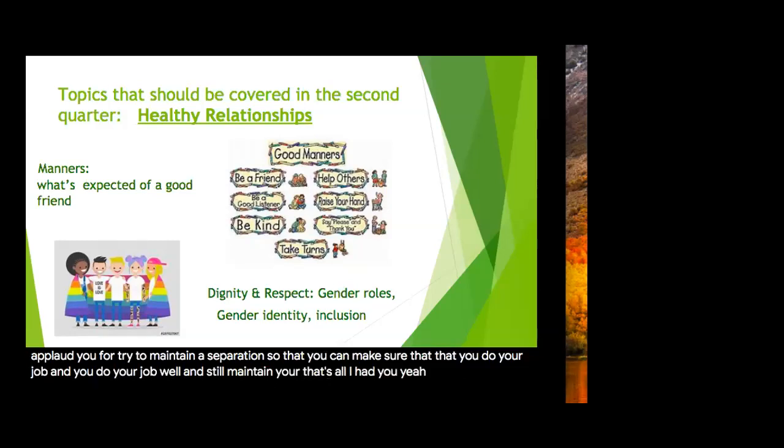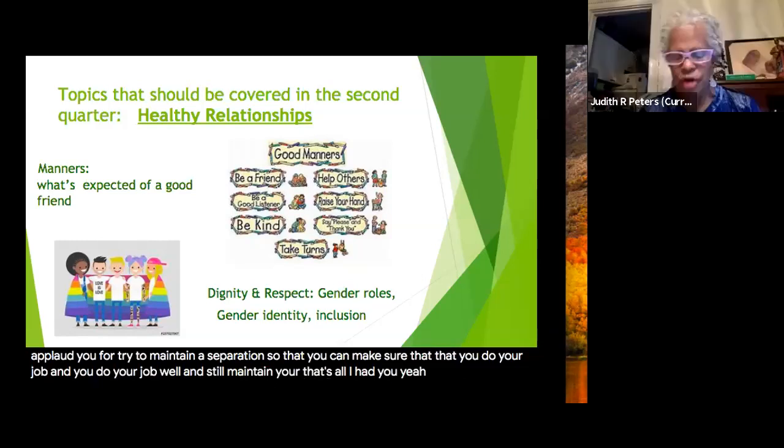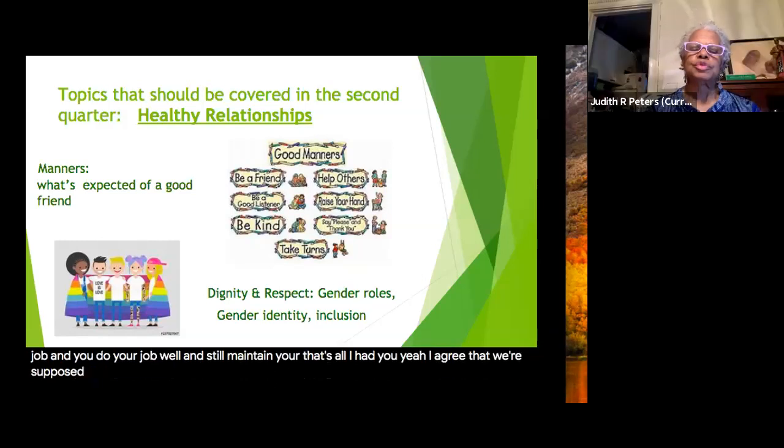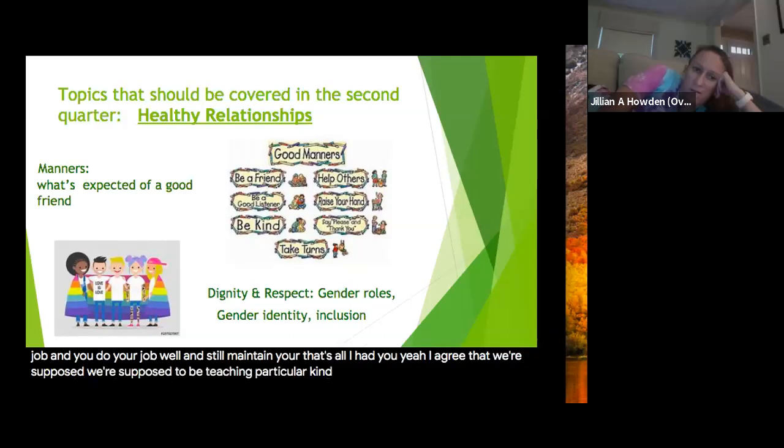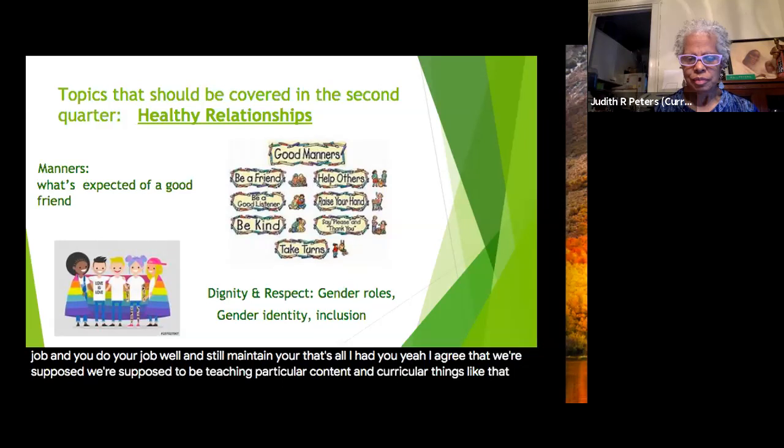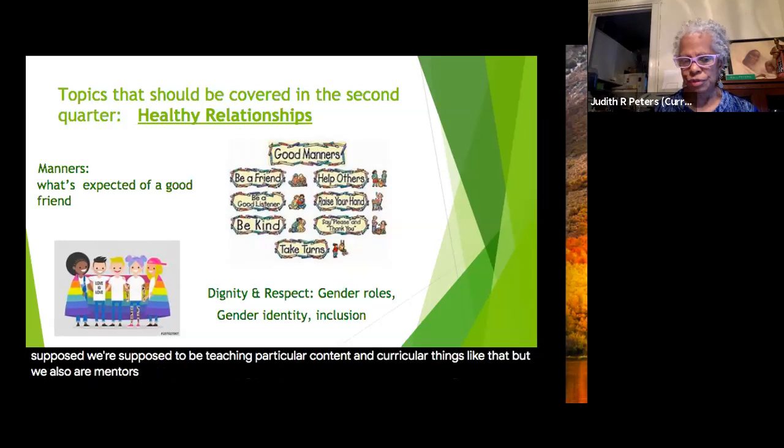Yeah, I agree that we're supposed to be teaching particular content, curricular, things like that. But we also are mentors. Unfortunately, we are surrogate parents, even though many of us don't want those roles, but we are that. But there's legal obligations for us too.